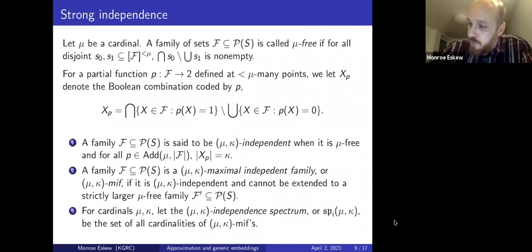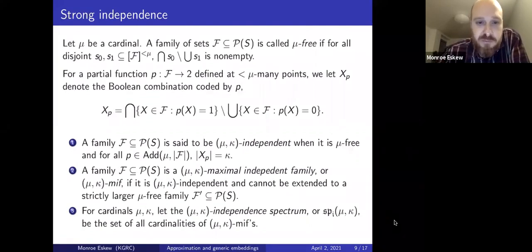All right, so now I want to talk to you about another work with Vera Fischer. This is about a quite different topic, but there's an argument in the paper where we use the approximation property, and so I thought it was interesting to show how it comes up again, in a quite different way. So we study the notion of strong independence.